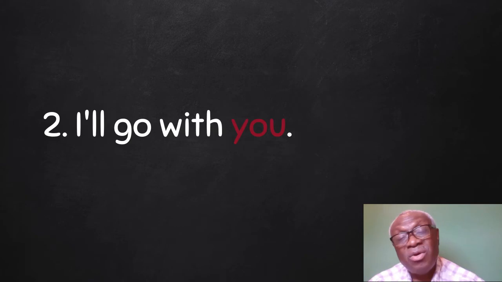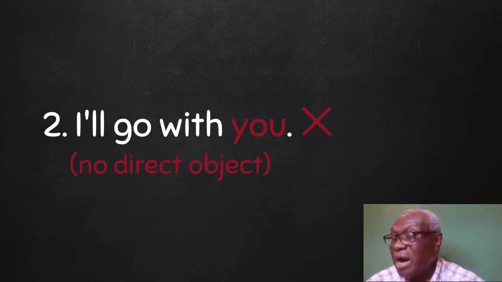Look at this next sentence. I'll go with you. We have you there, but it is not the direct object. Why? Because of the preposition with, which is between the verb will go and you. Now, with is there as an intruder. So for the verb will go to reach you, it has to go through with.